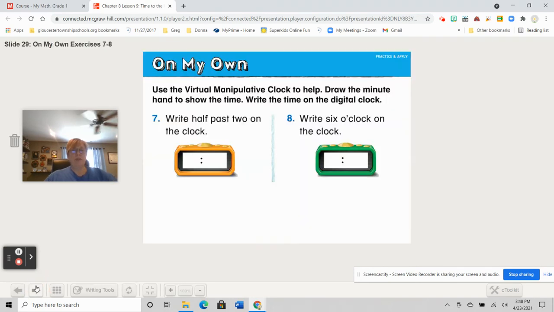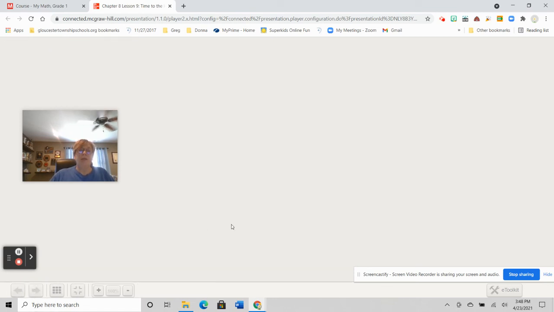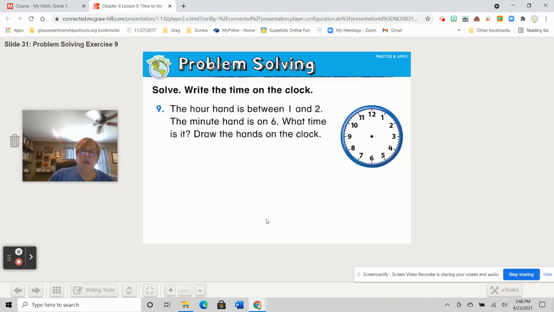And number 7 and 8. They want you to write 2:30 on number 7 and write 6 o'clock on the green clock for number 8. Pause and solve. Here are your answers. 2:30 and 6 o'clock is 6:00. Okay, now let's look and solve.